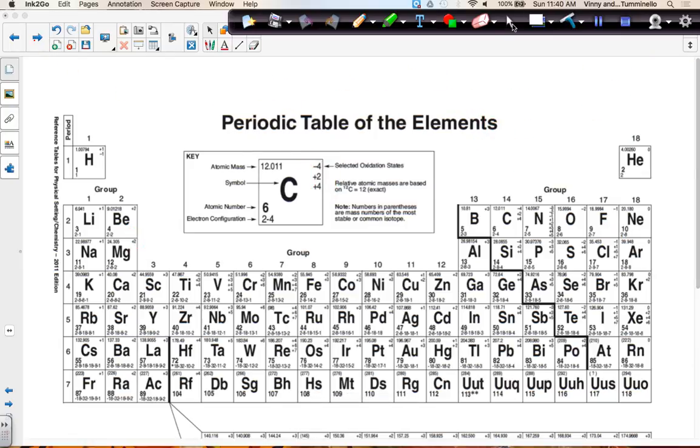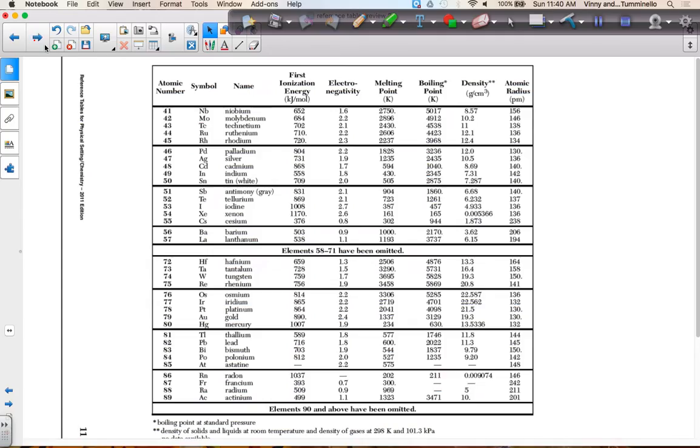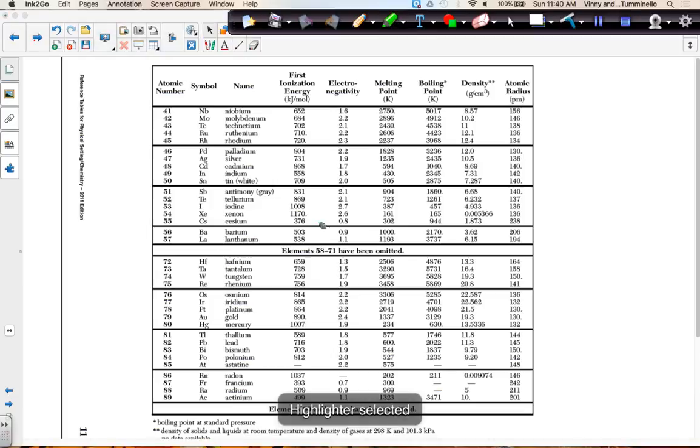So let's move on to table S. Looking at table S, we have a large amount of information, and there are actually 2 pages for table S. The first page goes from elements 1 to 40. The second page has the same information, except that it goes from 41 to 89. Something of note is that elements 58 to 71 and 90 and above have been omitted. So there is no information on table S for 58 to 71 or for 90 and above.